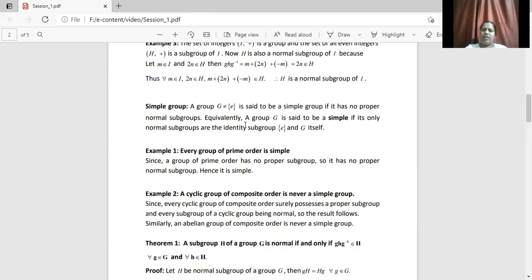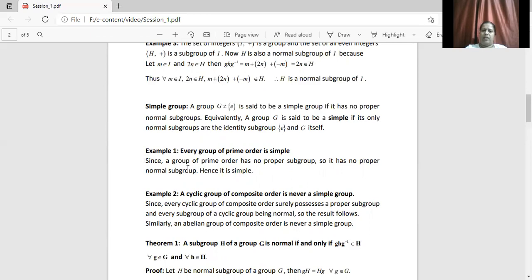Or we can define it as a group G is said to be simple if its only normal subgroups are the identity subgroup E and G itself. That means if the given group has G and the identity element as the only two subgroups, then such a group is called a simple group.